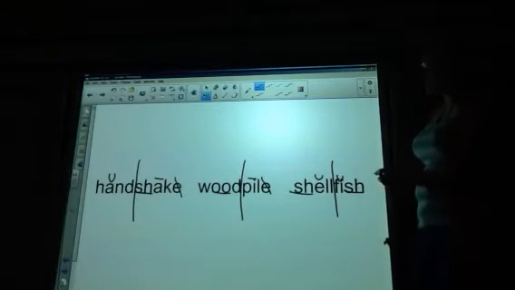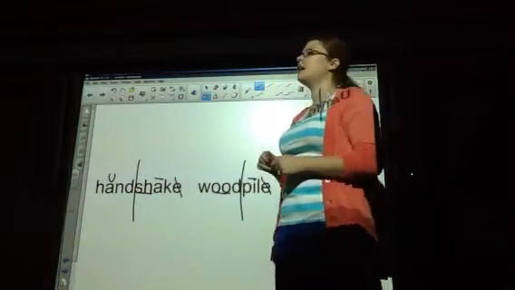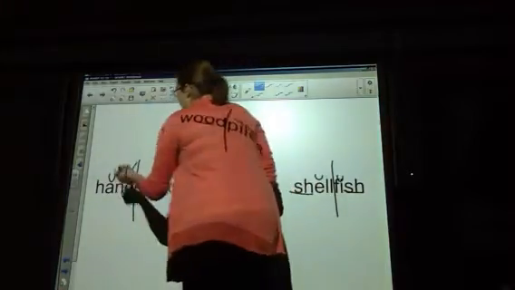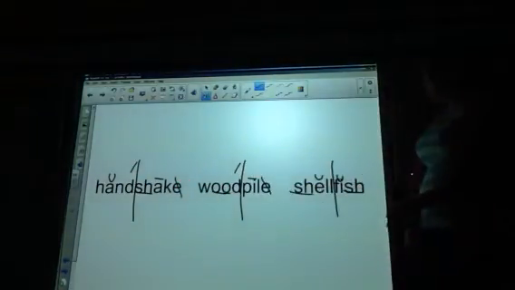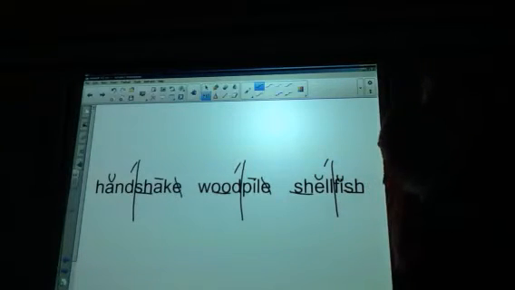Now we need to decide where our accents are going to go. So let's figure out which one of these words is accented. Handshake. Hand. Good. Woodpile. Wood. Shellfish. Shell. Good.